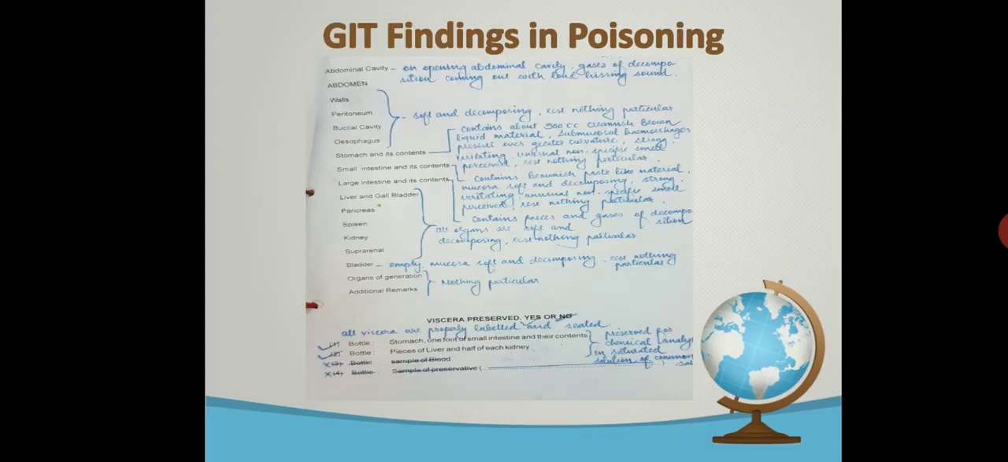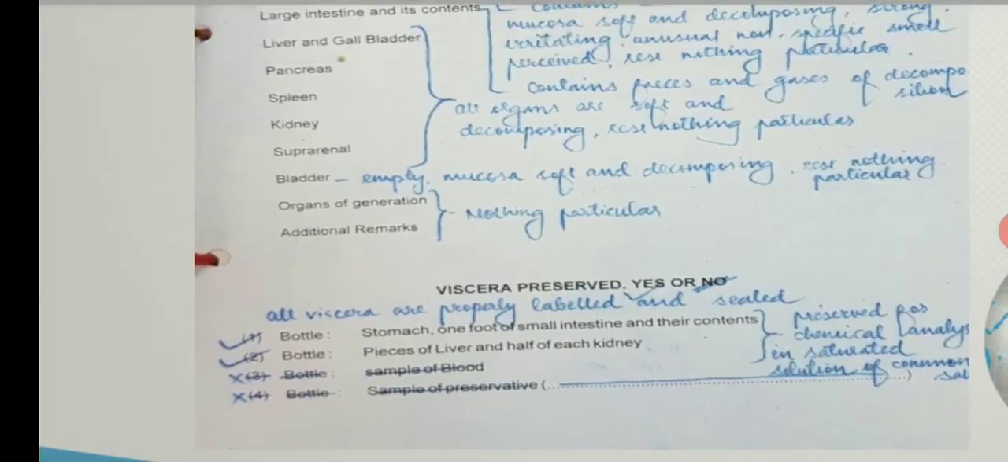Now, a very common case of poisoning is found. If poison is ingested, taken by oral route, then GIT findings are seen. So we see in the stomach.